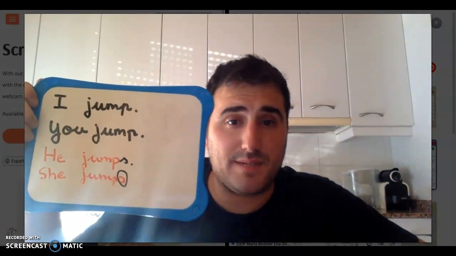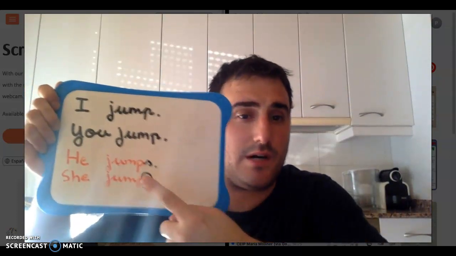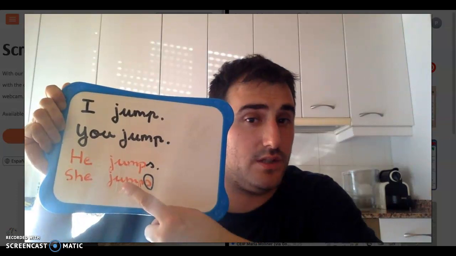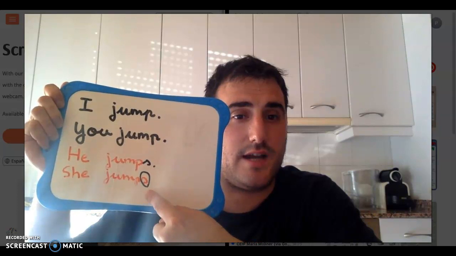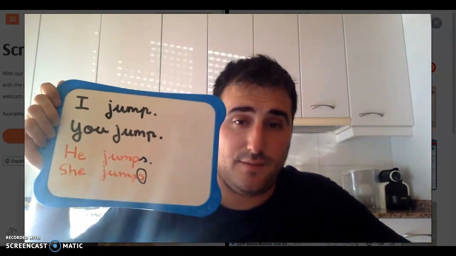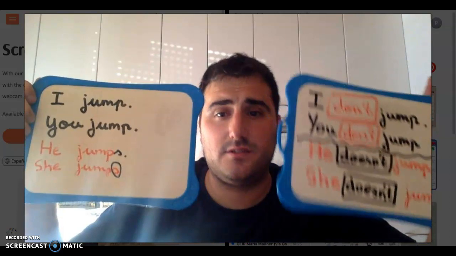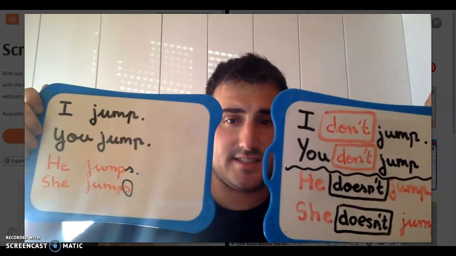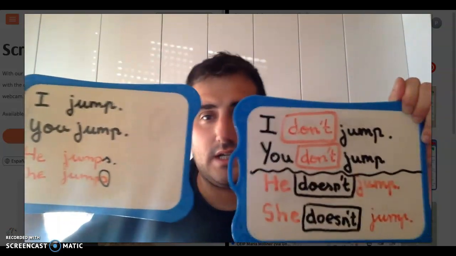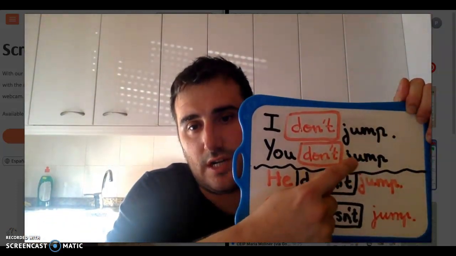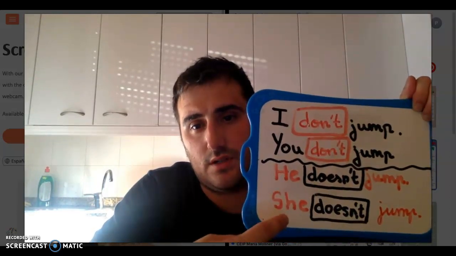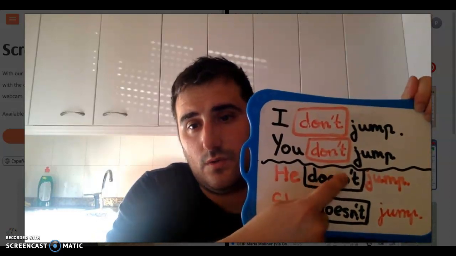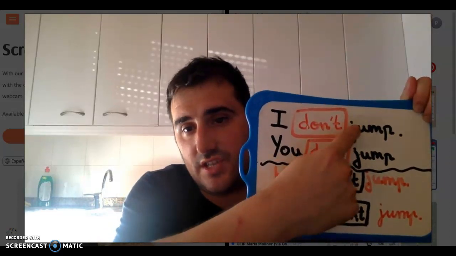So with the affirmatives, when we spoke about he or she or it, you remember we had to add the letter S to the action. Yes? In negative, we don't add S to the action. The action stays the same. You see? I don't jump, you don't jump. And when we use he, she, or it, jump doesn't change. Do you see?